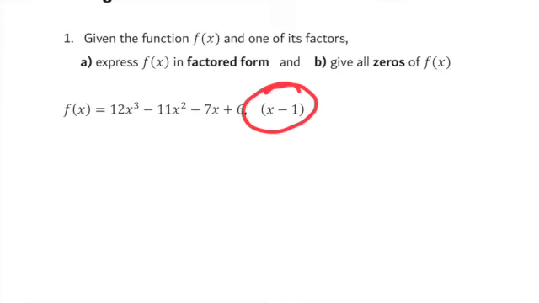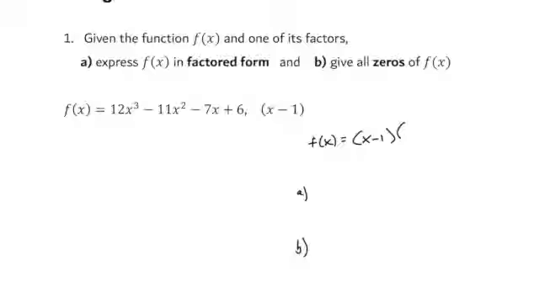So what we're going to do first is, if we have one factor that we know of, we're going to divide it in and find the rest of the factors, just like you would do with numbers. We are looking for two things here. Part A, we are looking to express this f of x in factored form. Right now I know f of x is equal to x minus 1, that's one of its factors, times what else gives us that 12x cubed, etc.